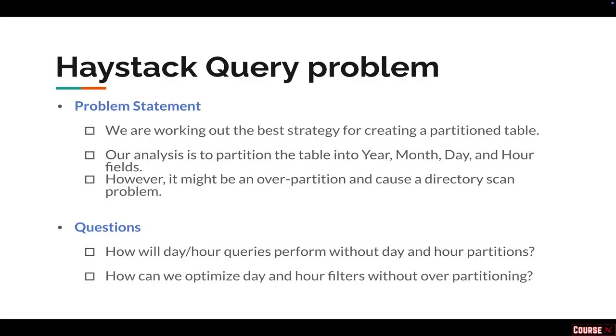How can we optimize day and hour filters without over partitioning? So without over partitioning, how can they filter faster if they want to use these day and hour filters in their filter conditions? So we will check how we can optimize that.